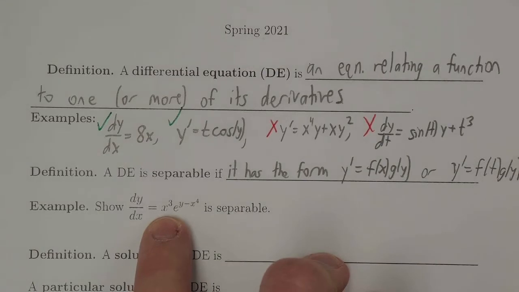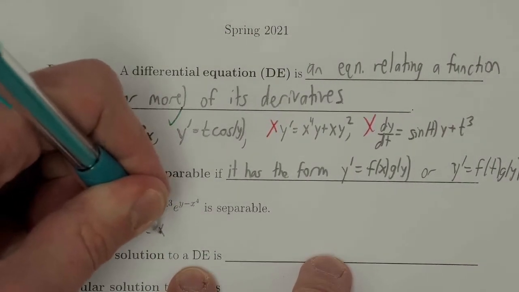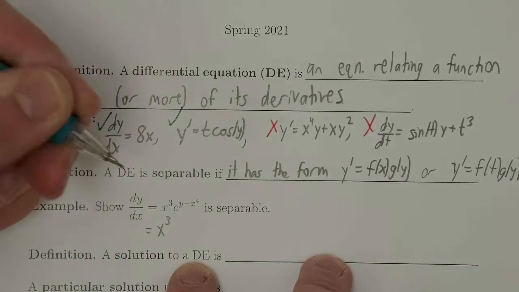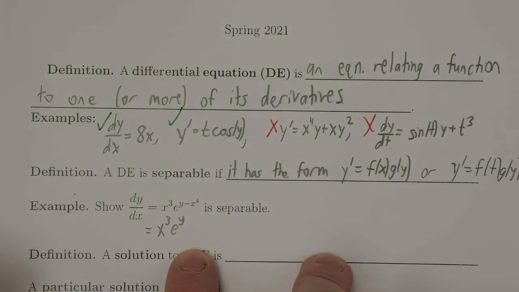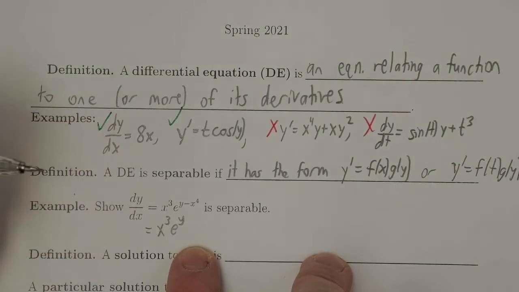So we have x cubed here, which is fine, but now we have x e to the y minus x to the fourth. So how should we break that up? Yeah, so it's x cubed and then times, what was it? e to the y divided by e to the x to the fourth. Yeah, so you could do that. You could say, e to the y divided by e to the x to the fourth.